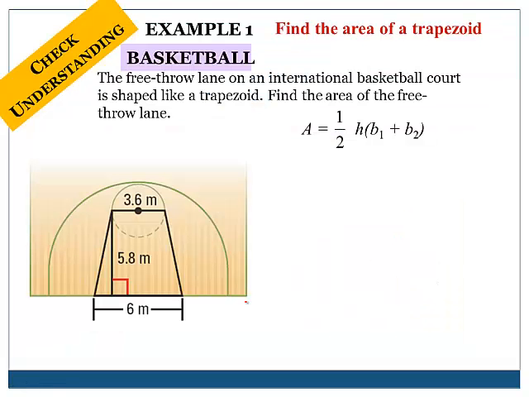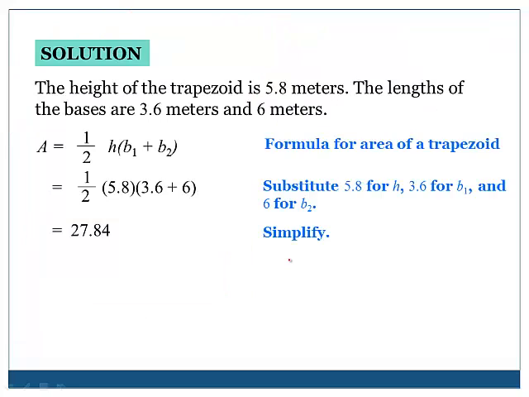Alright, so here's your example. The free throw lane on an international basketball court is shaped like a trapezoid. Find the area of the free throw lane. We have our formula here, so all you need to do is plug in the numbers that you know. We have our B1 here, our B2 here, and our height here. Plug it in and calculate it.